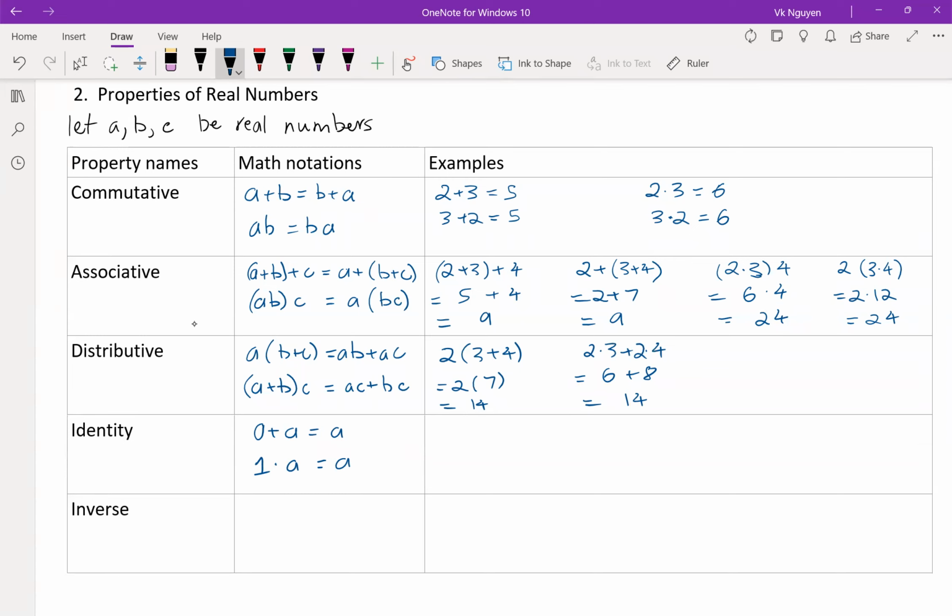For inverse, we have a plus negative a, which is the same as a minus a, and that is 0. A divided by a, which is the same as a times 1 over a, and that is 1. A and 1 over a are multiplicative inverses. A and negative a are additive inverses. Examples here are pretty straightforward, so that's why I don't do any.